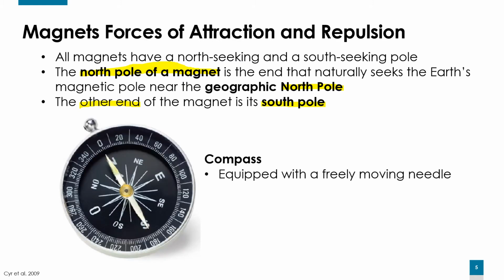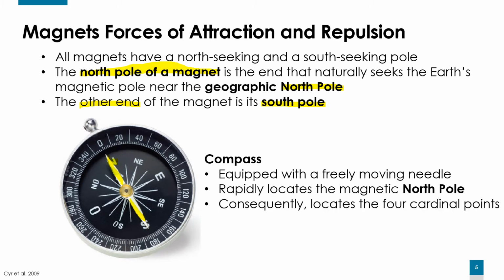Here we have a compass. This compass is equipped with a freely moving needle. So here's the needle, freely moving. This needle rapidly locates the magnet's North Pole. So it always points to the north. And because it always points to the north, I can locate all four cardinal points: north, south, east, and west. Okay, because the compass guides us by showing us the North Pole, so we can know in which direction all the others are.